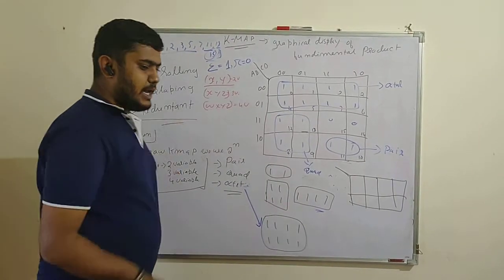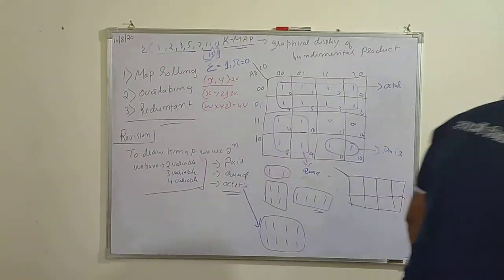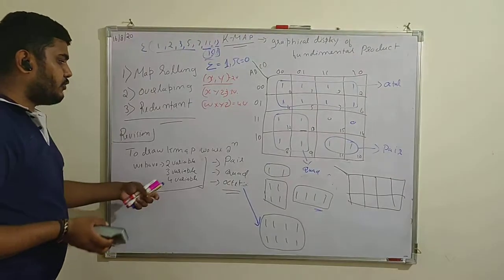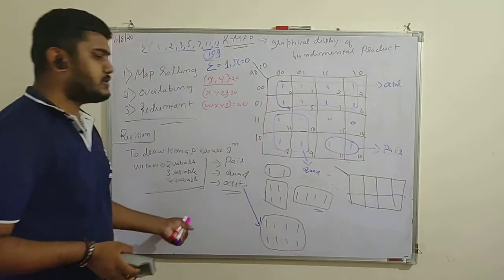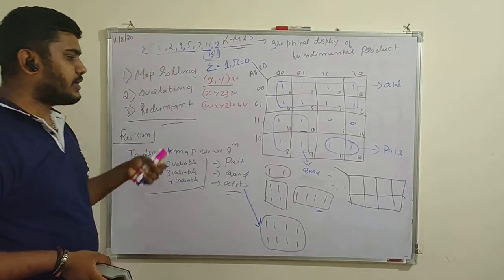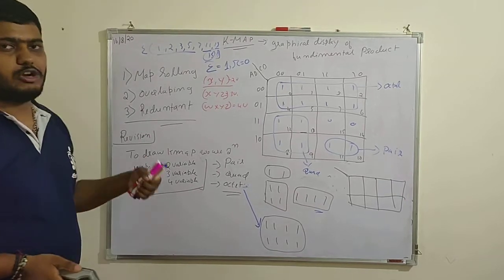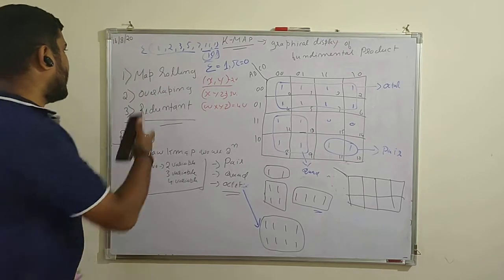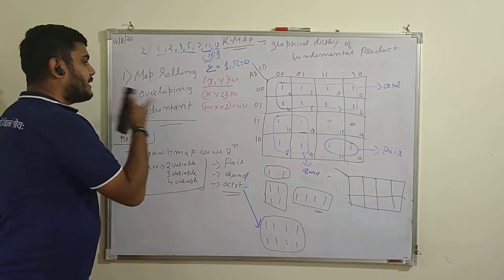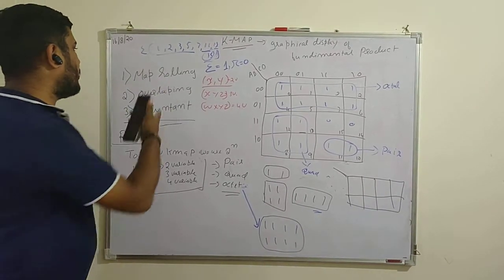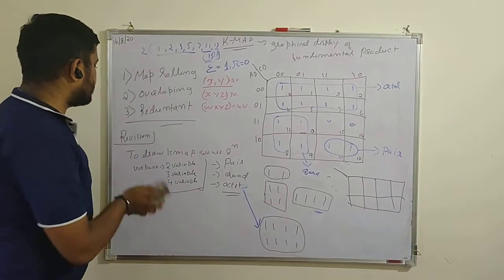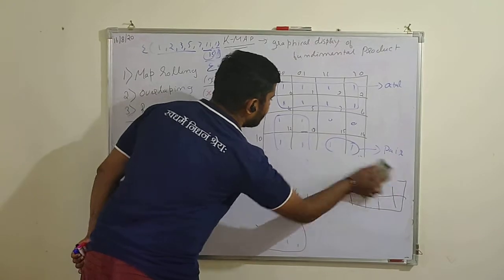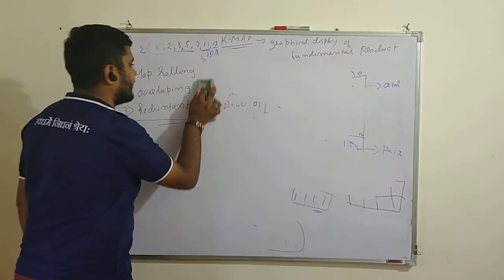So today in this class, let us learn what these mapping or other true rules are. Not only that if you pair them, your work is finished. Whenever you want a proper solution, you should always have three more concepts called map rolling, overlapping and redundant. So let us see what map rolling, overlapping and redundant are.